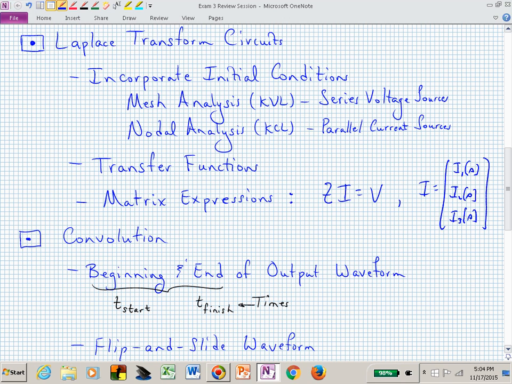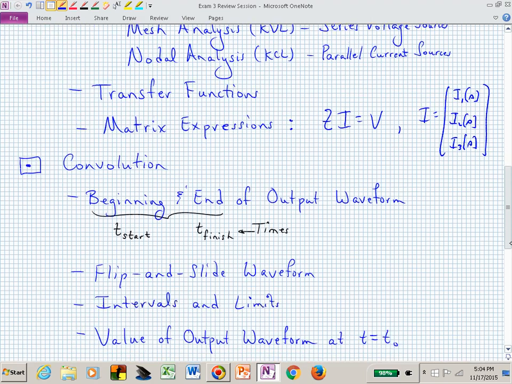That's what I mean. And Z now is some square matrix that has 9 entries in it, and you need to be able to populate those 9 entries in that 3 by 3 Z matrix, if you had 3 currents, if you had 3 meshes in your circuit. I hope that makes sense. That's what I mean by matrix expressions.